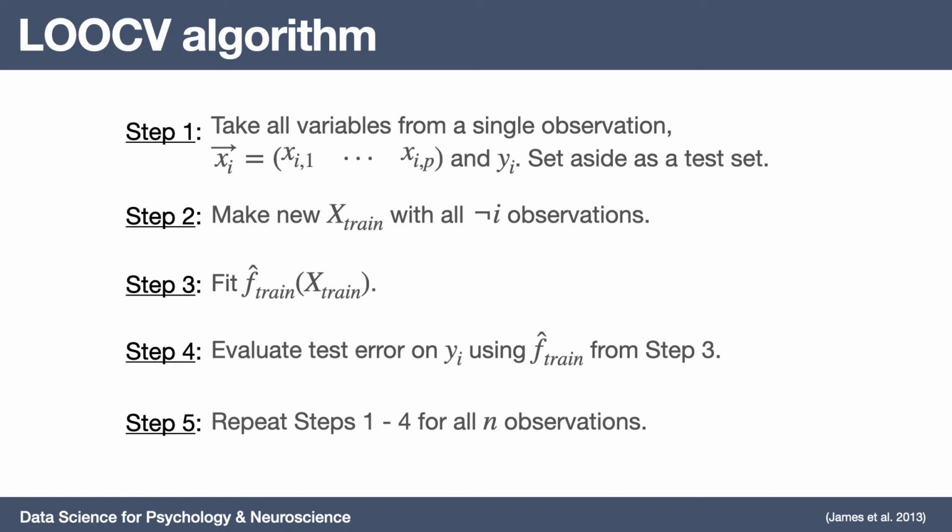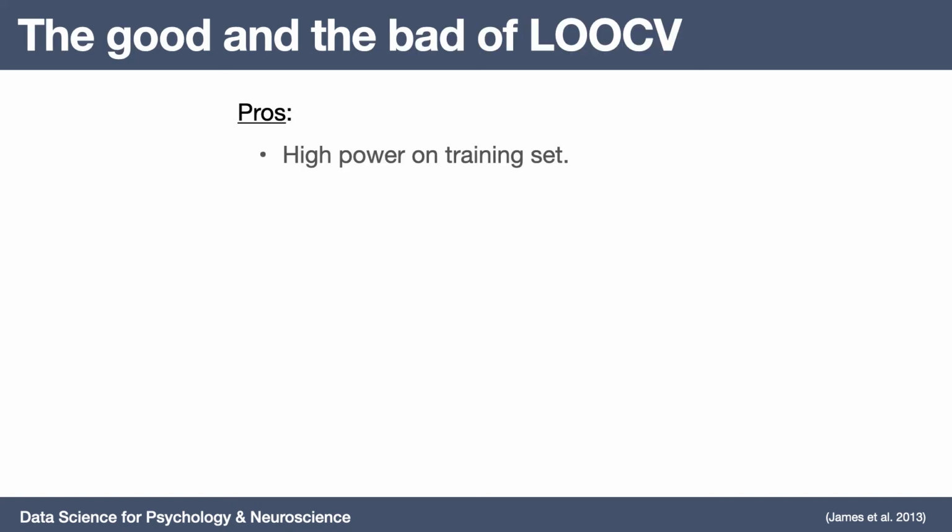There are a lot of advantages to using this algorithm to evaluate your test error. First, you get a high-powered training set with which to estimate your model, and it also gives you a stable estimate of f hat train. So by doing leave one out cross-validation, essentially you're running n replications of your model fit, where you don't include just a single observation each time. So your test error is still completely independent of the model you fit.